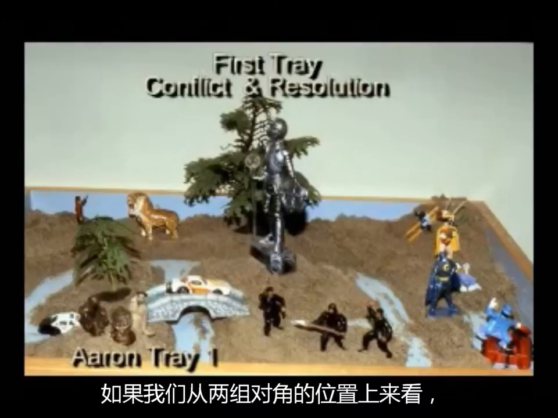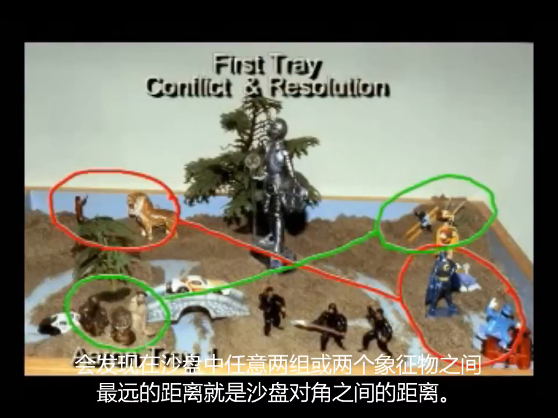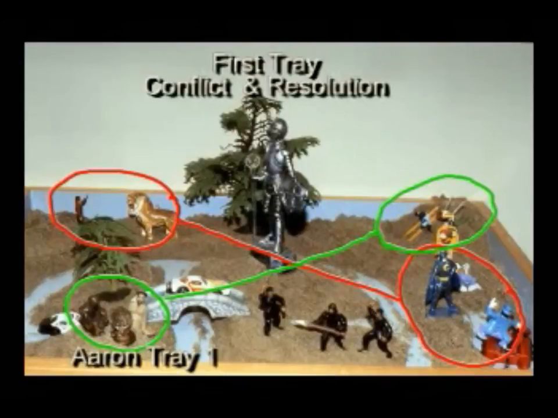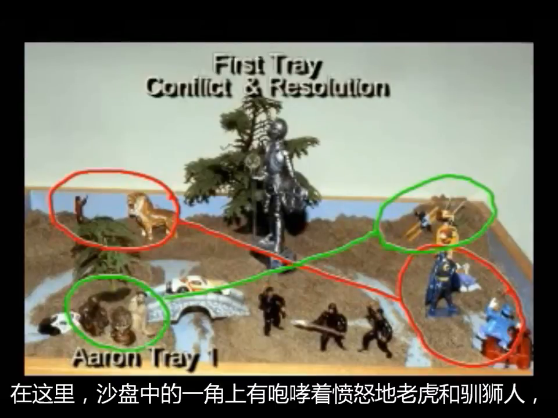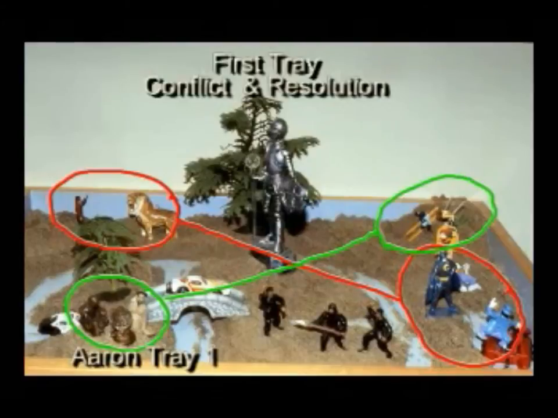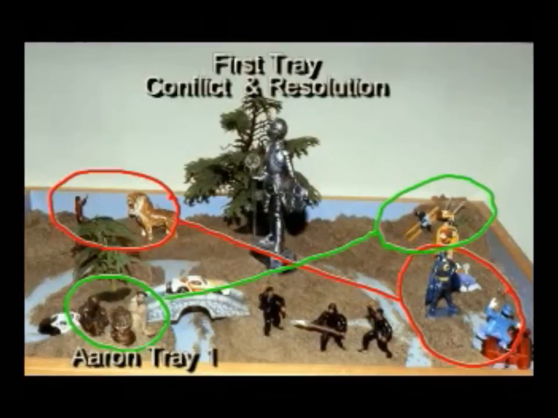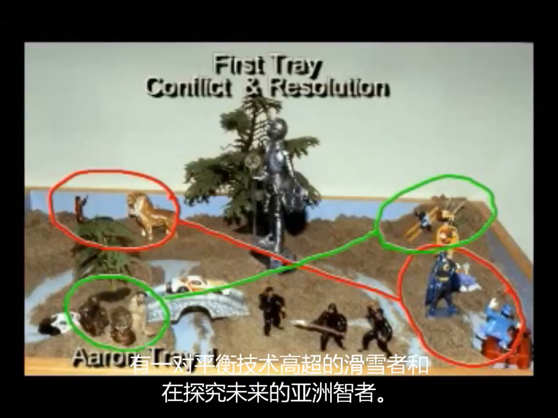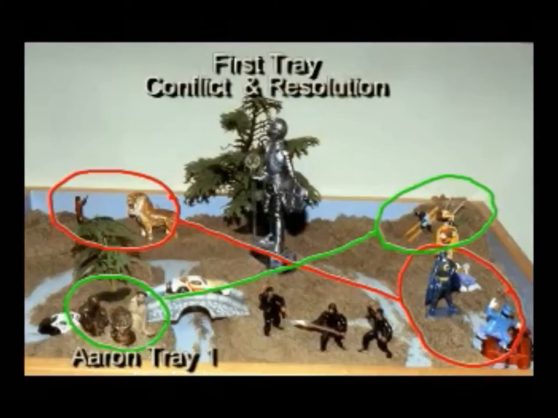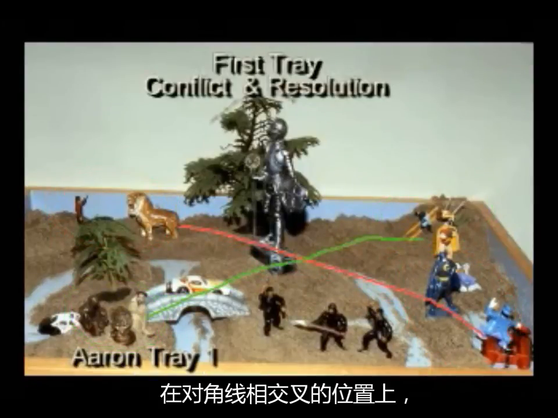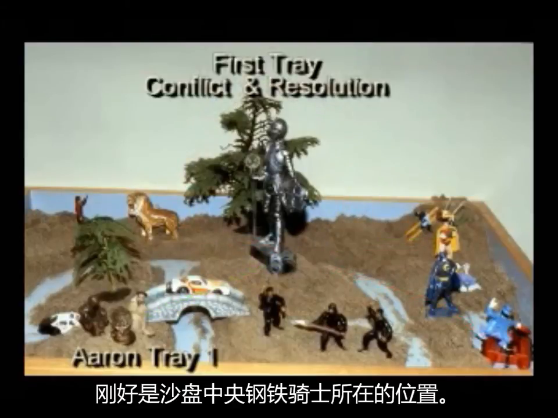Now, if we look at both diagonals, and the diagonal in a sand play is the farthest distance you can get between two clusters of figures or symbols. We have on one hand the roaring, raging tiger, lion, and the tamer. On the other end, we have Batman and Robin trying to bring order and reason to the crooks. Crossing that, we have the skiers, very skilled, and then the wisdom of the Asian men looking into the future. At the crux, where these two diagonals cross, is this man encased in steel.